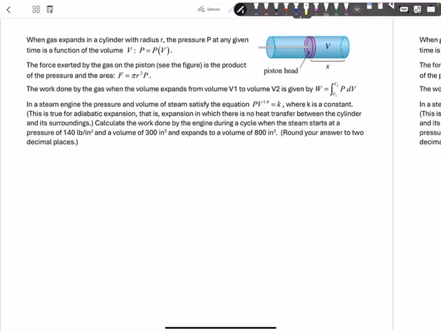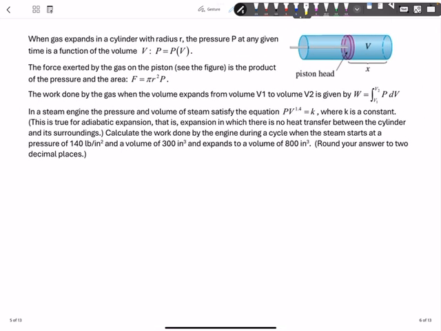All right, one more problem from section 6.4, which is the section on work. We have the following problem here. It says that when gas expands in a cylinder with a radius r, the pressure P at any given time is a function P equals P of V, a pressure function with respect to the volume V. The force exerted by the gas on the piston is the product of the pressure and the area. So the force is equal to pi r squared times P.